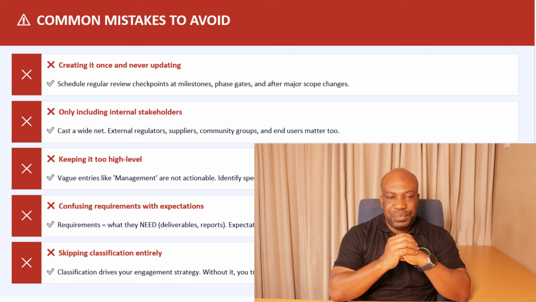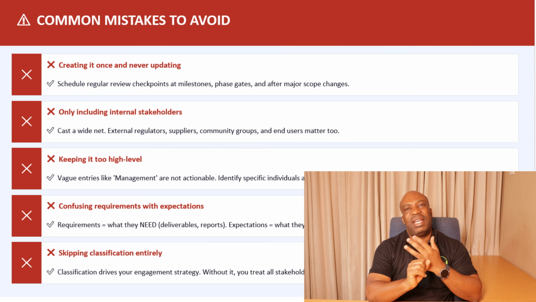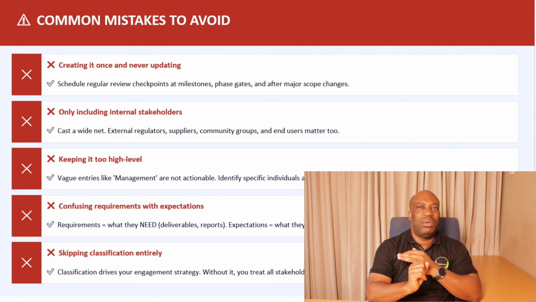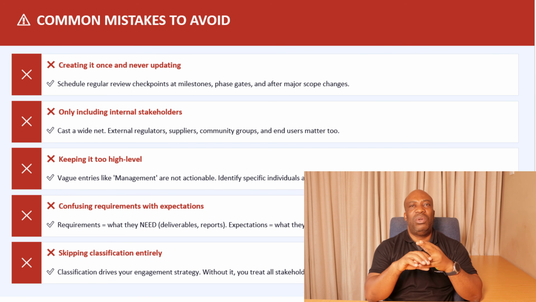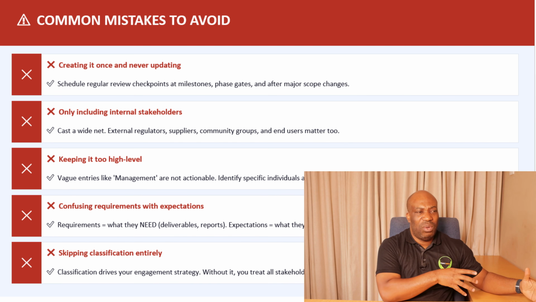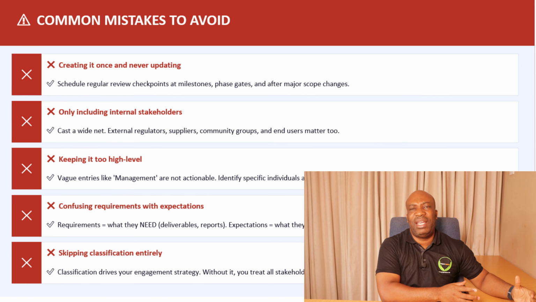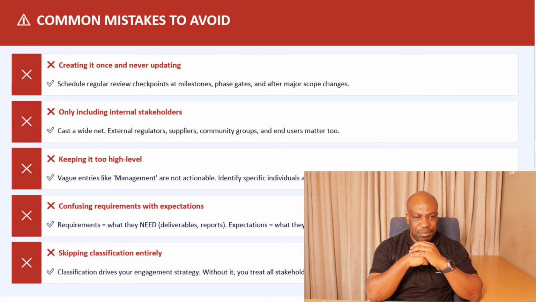That's one mistake. Then the second mistake is to include only internal stakeholders, or even to include not-so-key stakeholders, if I can use that word. There are certain stakeholders you're going to have in the project. They are not normally key. Then there are others who are also key.